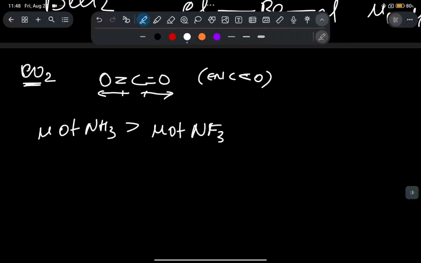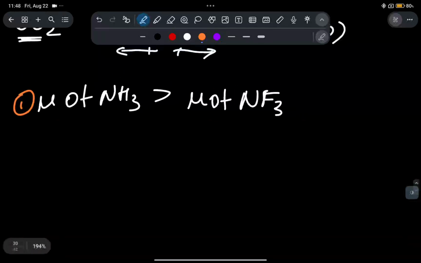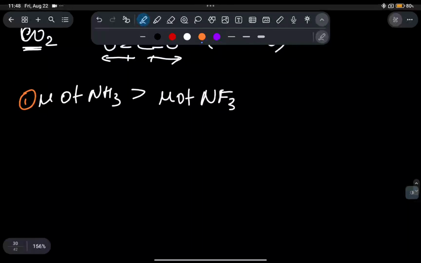Sir, how is it possible? These are high electronegative atoms, fluorine is there. So that is the only problem with that. They will ask this question in the IIT exam. Anyway, I'm drawing the diagram.